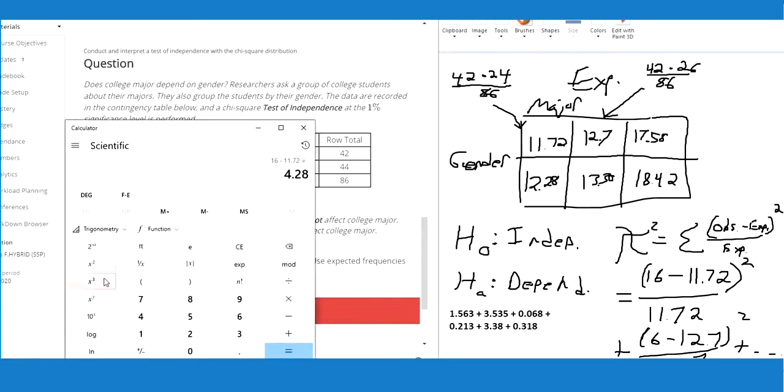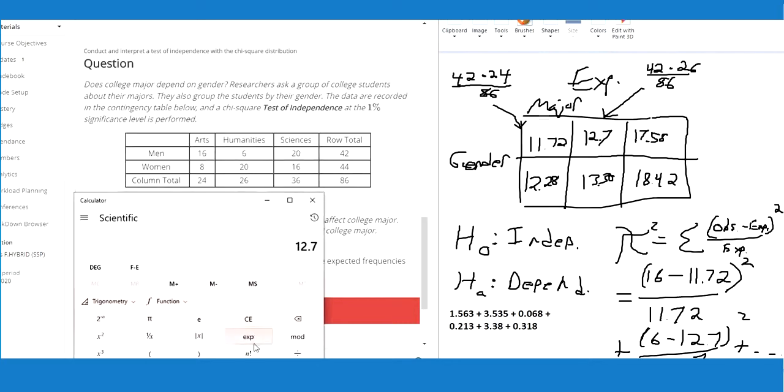16 minus 11.72. Square the difference. No, that's right. Divide by 11.72. That first one's right. The second one, 12.7. Oh, that's our expected, but it's not going to matter the order because we squared the difference anyway. But the observed minus expected squared, divide by the expected. 3.535.